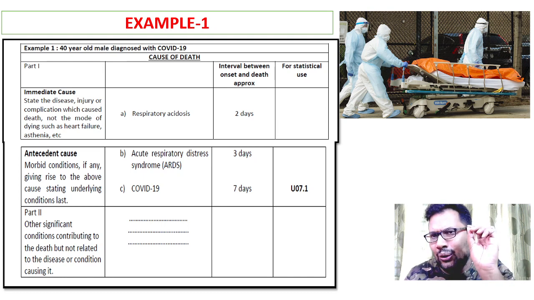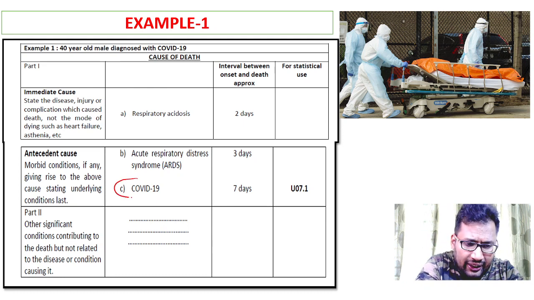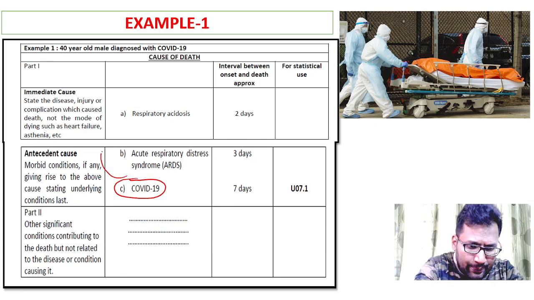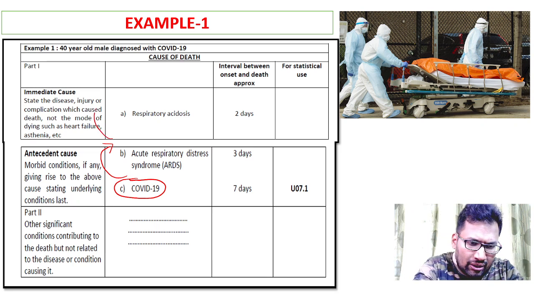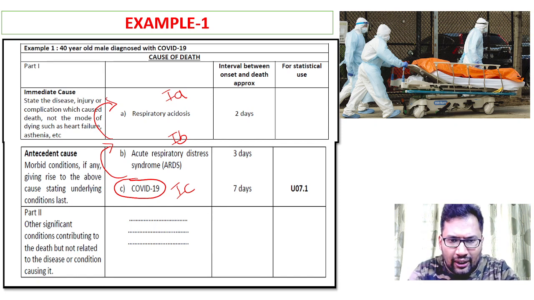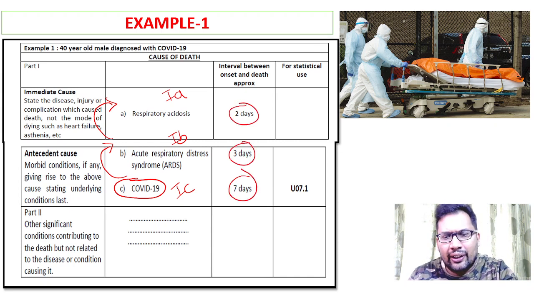One case of COVID-19 death. You can see here COVID-19 is the main underlying cause. That leads to acute respiratory distress syndrome, known as ARDS, which leads to respiratory acidosis. That's why it is 1A, 1B here and this is 1C. So the sequence is correct. The sequence of mentioning 1A, 1B, 1C should be correct. Here you can also see the interval: 2 days, 3 days, 7 days.